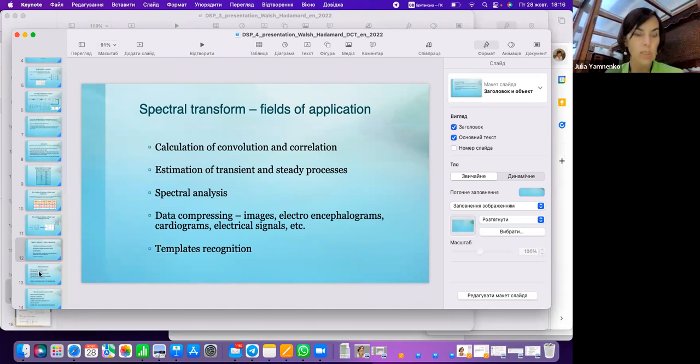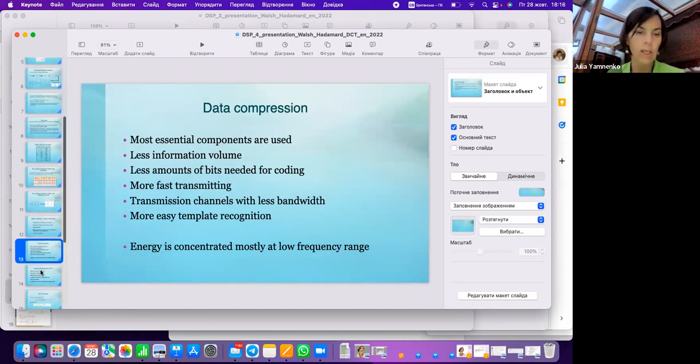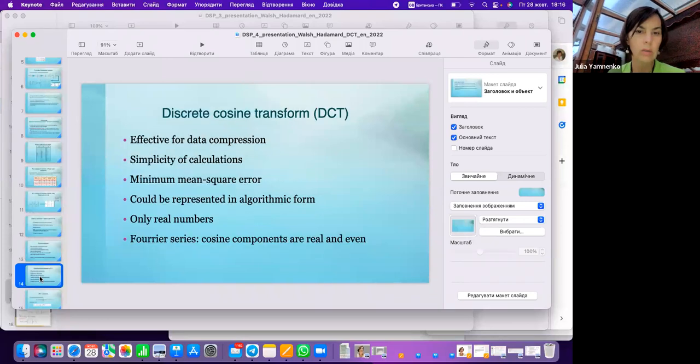Okay, so the next slide in this presentation will be about data compression, and then we will go to the next method that is called discrete cosine transform. But it will be next time.